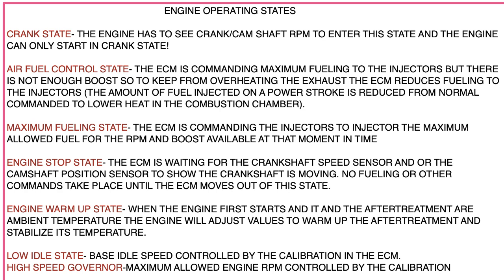Okay, next, low idle state. That's base idle speed controlled by the calibration in the ECM, and that's where the ECM has to get the engine and maintain it RPM-wise before everything's happy, because that's where it needs to idle. High governor speed, or high speed governor, is the maximum allowed RPM that the ECM is allowed to spin the engine over, and that's controlled by the calibration. So that's what you need to know to get started.